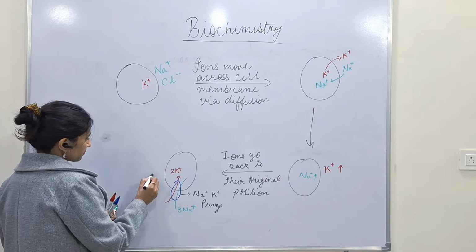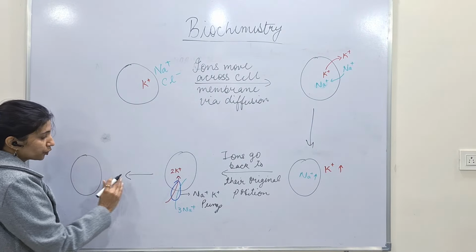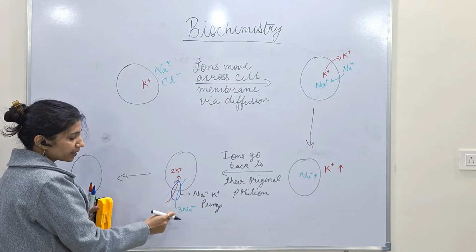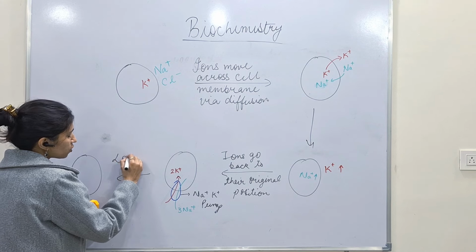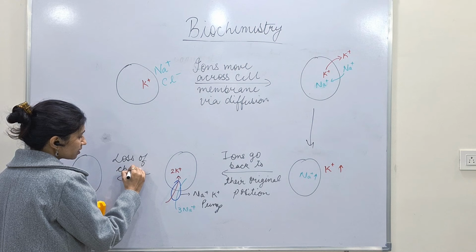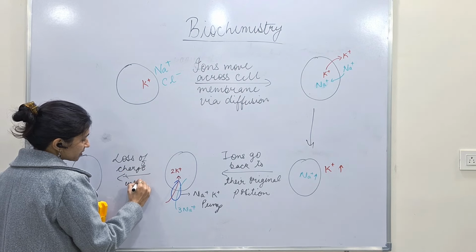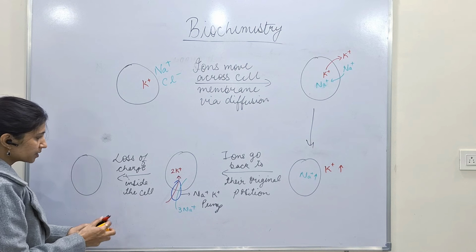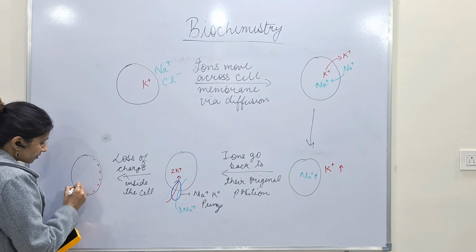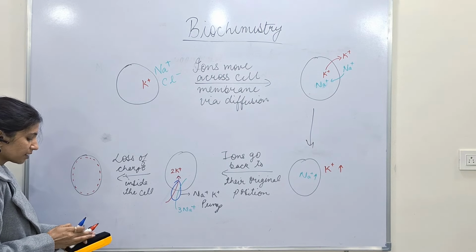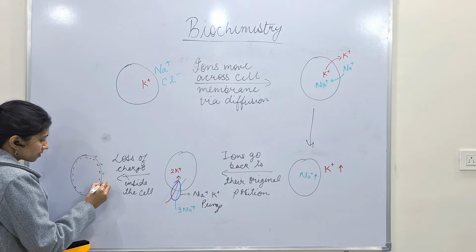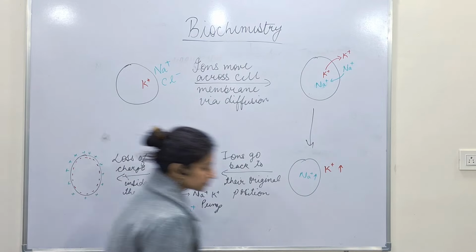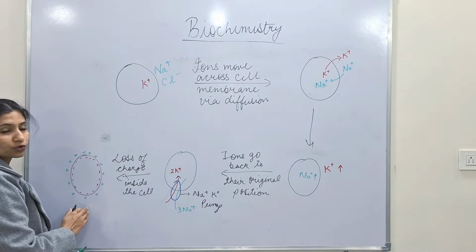Now, after this, what happens? Due to the change in charge position, as we know, two potassium ions have moved inside and three sodium ions have moved outside. So there is a loss of charge inside the cell. Due to this, the inside of the cell becomes negatively charged, whereas the outside of the cell becomes positively charged due to the high concentration of charged ions present.